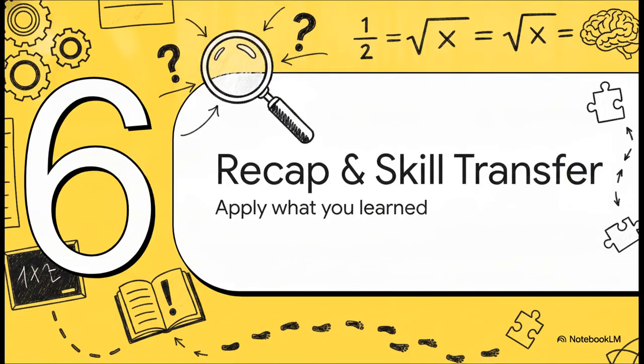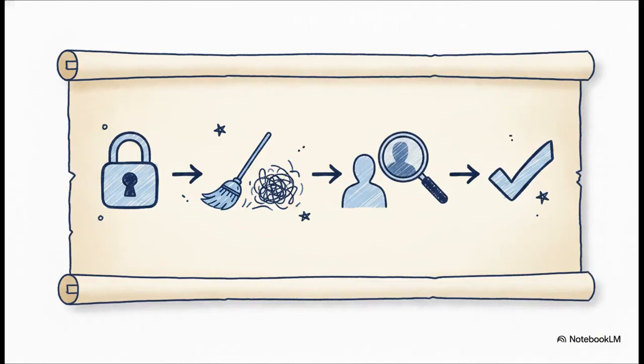Finally, Section 6, Recap and Skill Transfer. Apply what you learned. To successfully navigate rational equations every single time, you really just need to remember this blueprint. First, restrict the domain. Stating those excluded values up front is non-negotiable. Second, use the properties of equality to multiply by the LCD, clearing the fractions to give yourself a nice, clean workspace. But remember that the original restrictions remain intact.